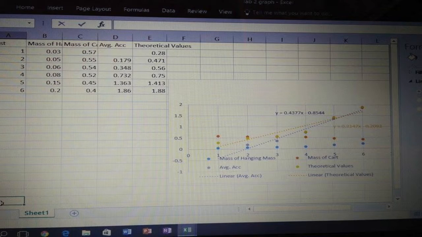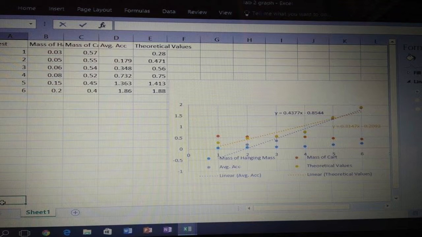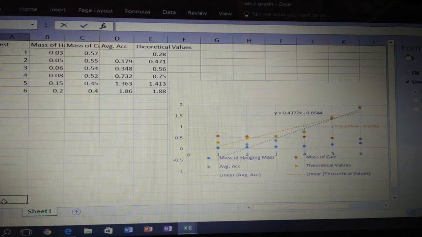To find theoretical acceleration, we use the equation a theoretical equals the mass of the hanging mass divided by the mass of the hanging mass plus the mass of the cart times gravity. Our data proves that the greater the net force exerted on the cart is, the faster the cart accelerates.